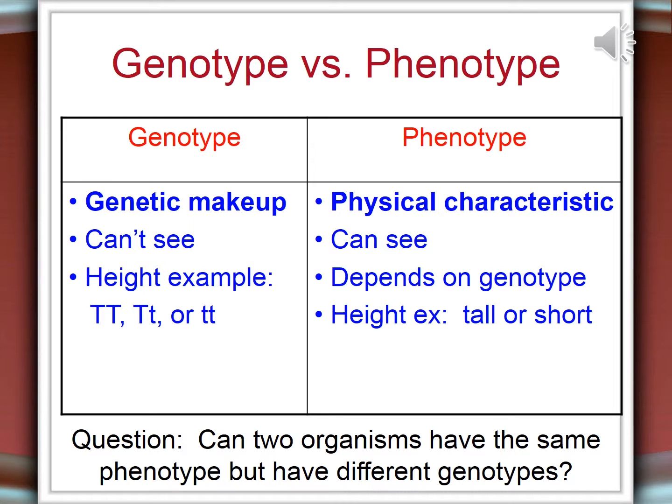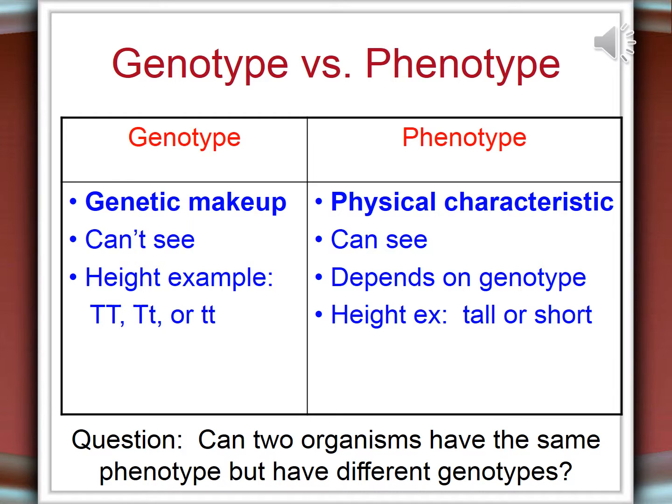The phenotype is the physical characteristics. These you can see. This is what these things look like, what you look like. Phenotype, physical. They depend on what you inherit, or your genotype. And examples of how we write that down would be like tall or short or white or purple or wrinkled or round or whatever. Those are words we actually use to describe what something looks like. So that would be its phenotype.